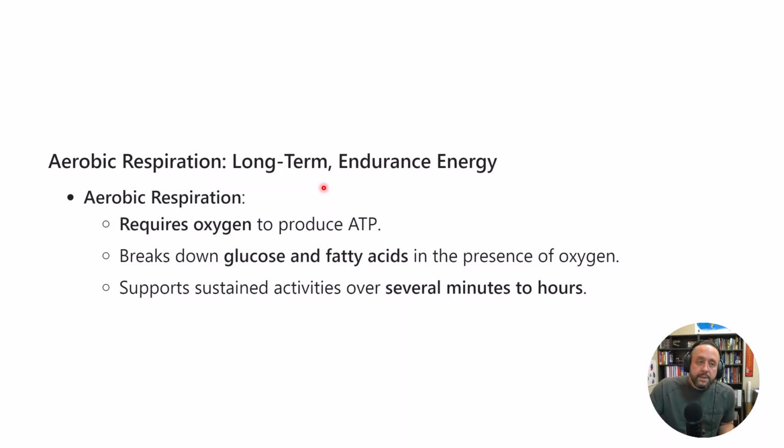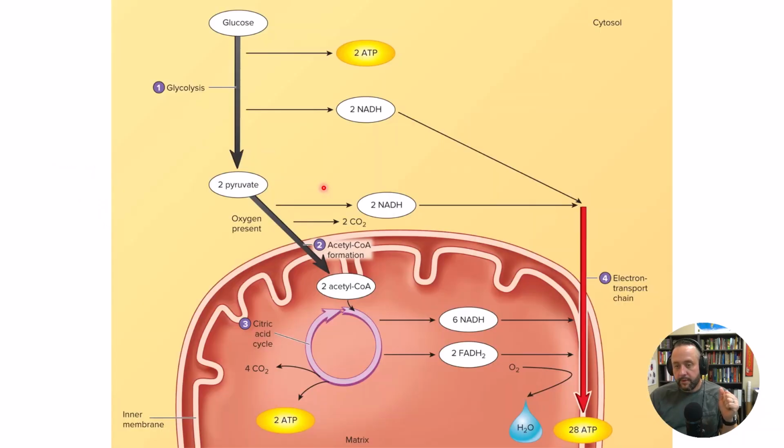Okay, once I ran out of here and was running for about 2 minutes, I would then switch over to aerobic respiration, or oxygen-rich environment cellular respiration. You can equate aerobic with long-term endurance type stuff. Oxygen is required in this way to produce ATP. And it's the one that's good for several minutes to hours.